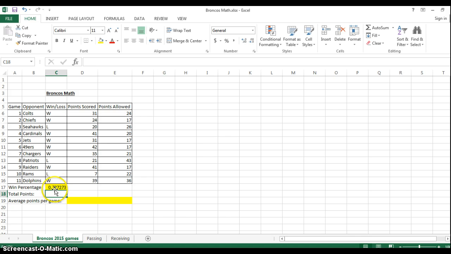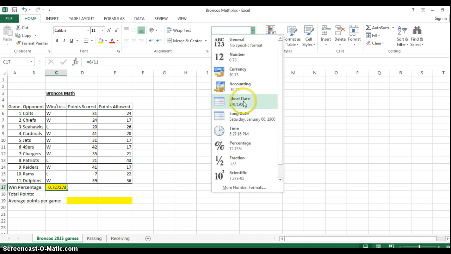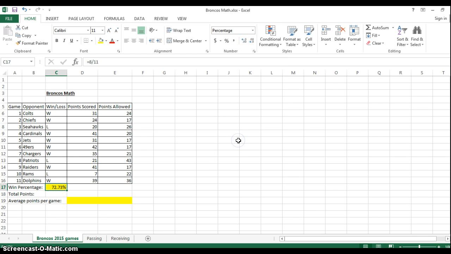Now if we want that in actual percentages, we can just format the cells by going up here, change it to percentage, and we clearly see the Broncos have won 72.73% of their games so far.